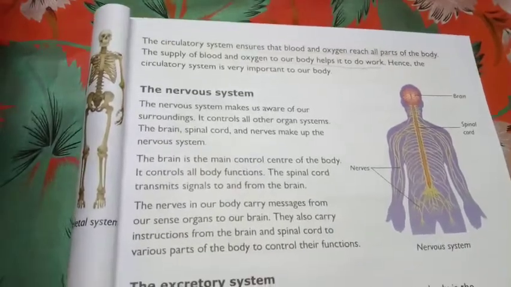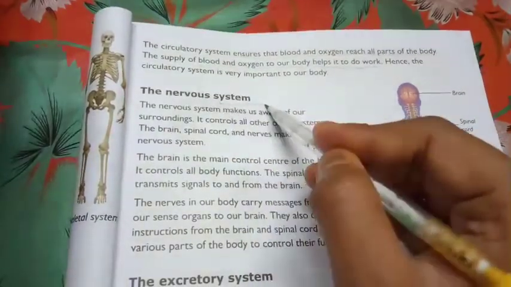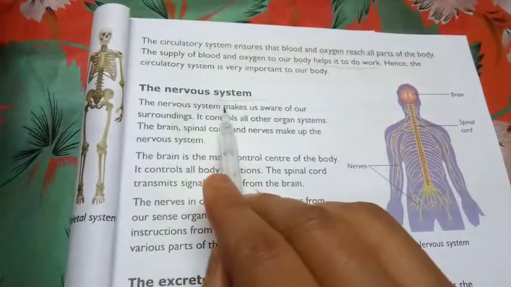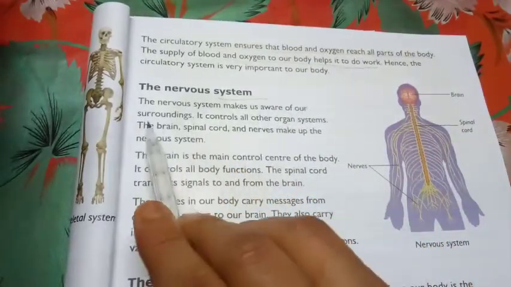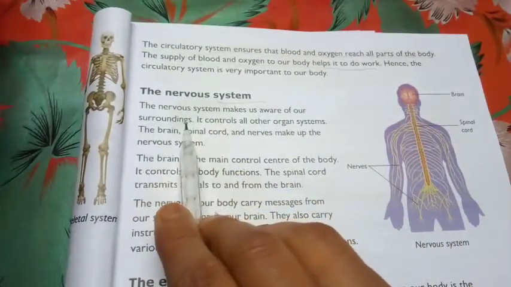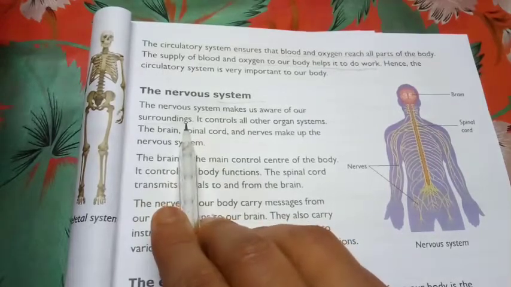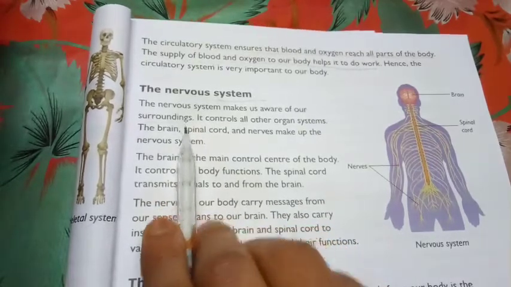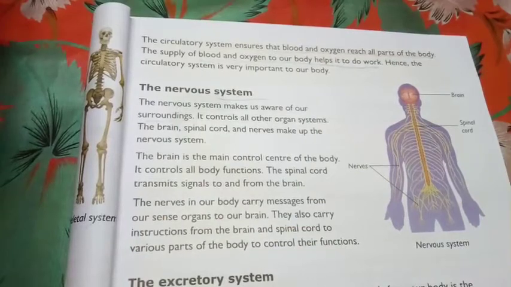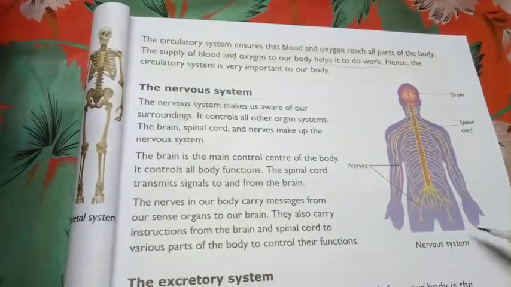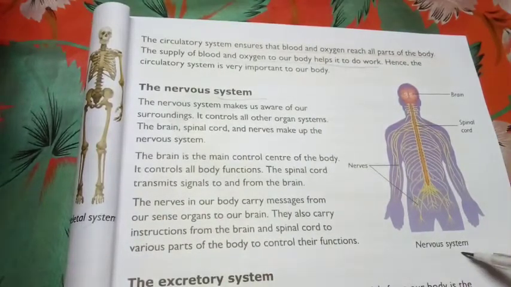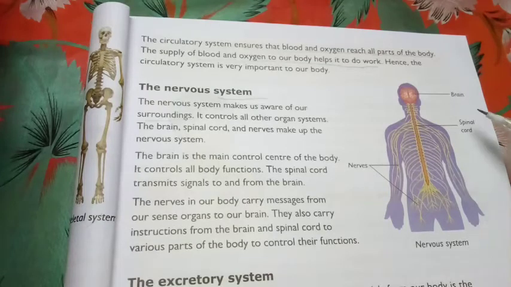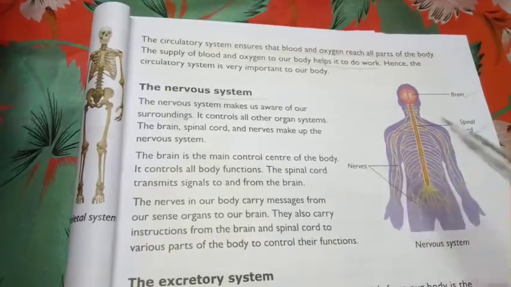Next, we have our nervous system. The nervous system makes us aware of our surroundings. Who makes us aware of our surroundings? That is our nervous system. Look into the picture of our nervous system. Three main organs are there, that is the brain, spinal cord, and the nerves.